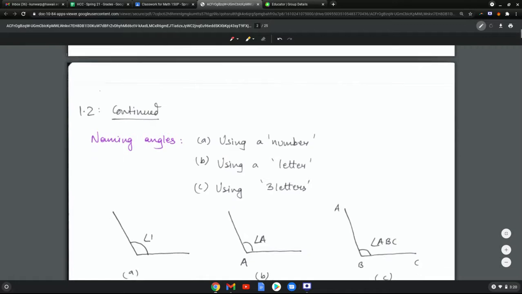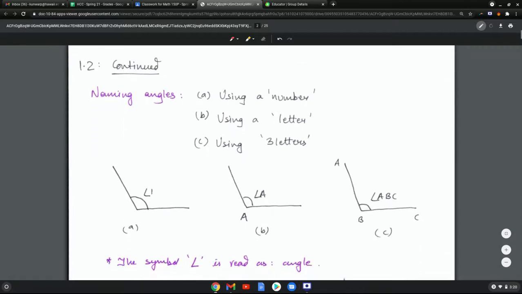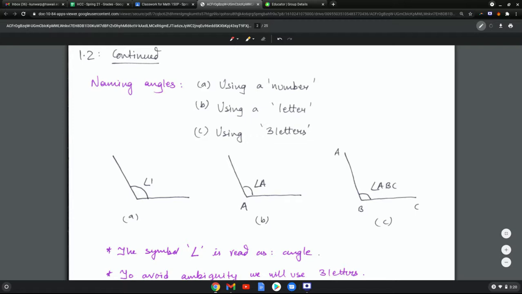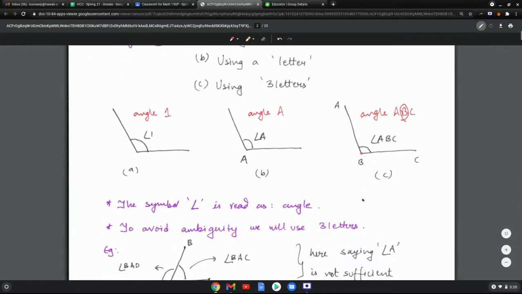Now, before we talk about anything, we need to learn how to name it. There are three ways in which you can name an angle. Using a number that's shown here, you read this as angle 1. Using a letter, you can read this as angle A. And the last one is using three letters, where this would be read as angle ABC. Here, note that the B is in the middle, which is the corner. And this symbol is read as angle.